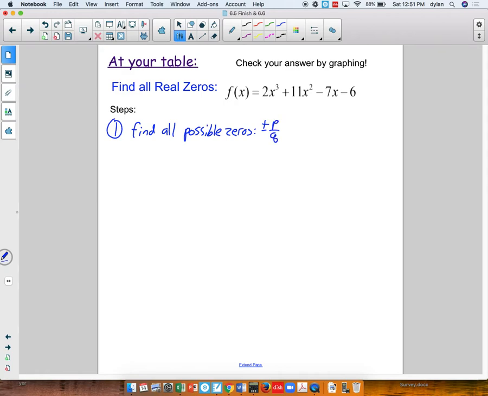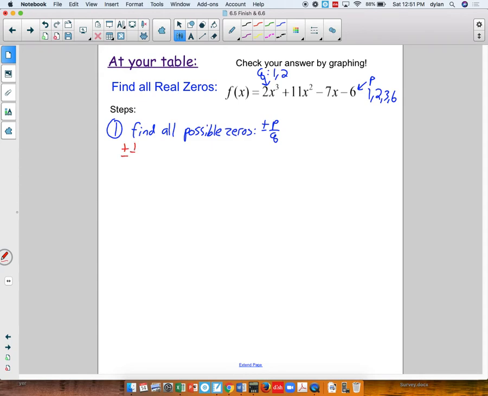So we're going to do that first. We're going to find all the possibilities. We know that p is 6 and q is 2. So our factors for 2 would be 1 and 2, and our factors for 6 would be 1, 2, 3, and 6. So our possibilities here, we've got a fair number of them, so I'm going to go through each one.